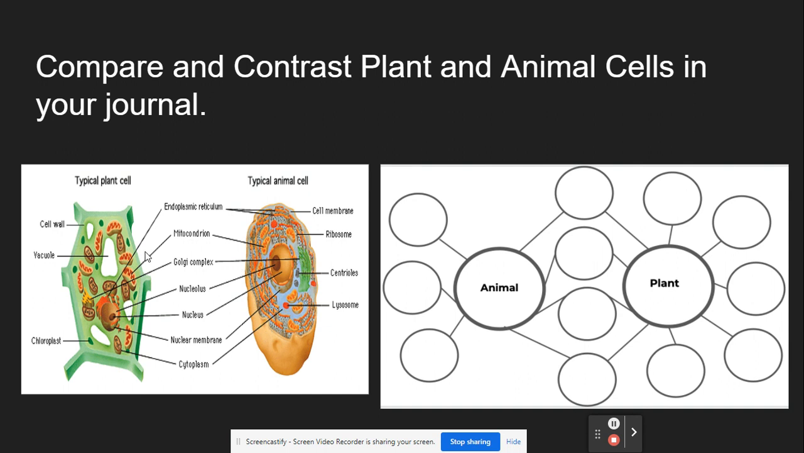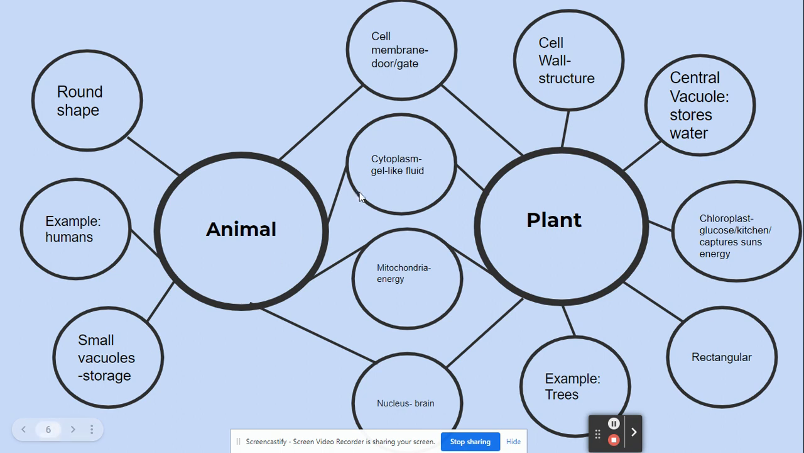Okay, so just looking at the pictures, hopefully you noticed that the shape was different, and we've talked about that in class. So the animal, remember, is more of a round shape. The plant is a rectangle shape. So you should definitely fill that in. And then they do a good job of showing you the organelles that they have in common in the middle. But let's go through them.